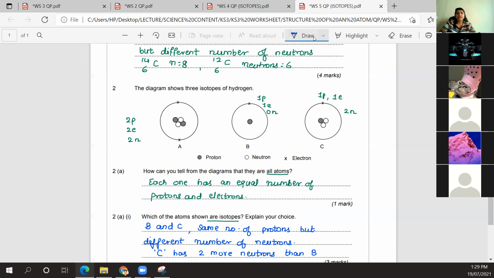So this completes the whole topic of atomic structure, and we have also studied how to find the average atomic mass. So that's an overall closure of the topic.